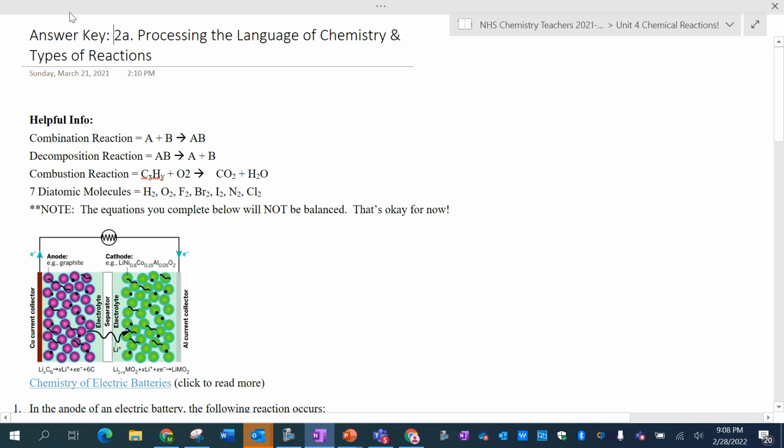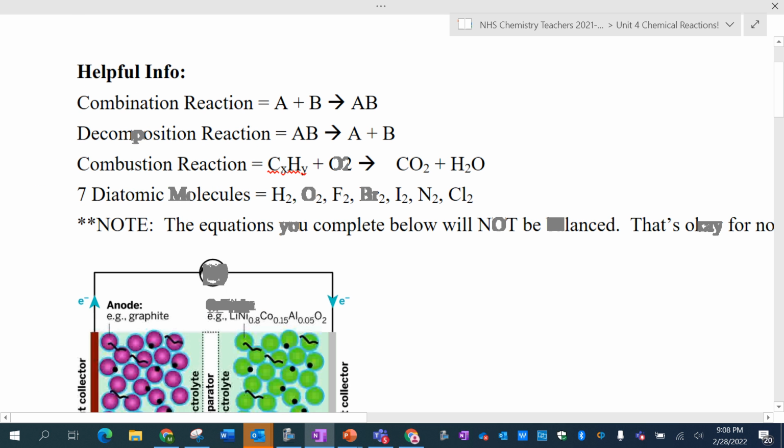All right, let's take a look at processing the language of chemistry and types of reactions. So as a quick review, there are three types of reactions that we're learning about. One is when two chemicals combine, at least two, and the key is they form one product. The other is when you have one reactant and it splits into two or more things. And last is a bunch of carbons and hydrogens combining with oxygen and forming carbon dioxide and water. Those are kind of like the classic products.